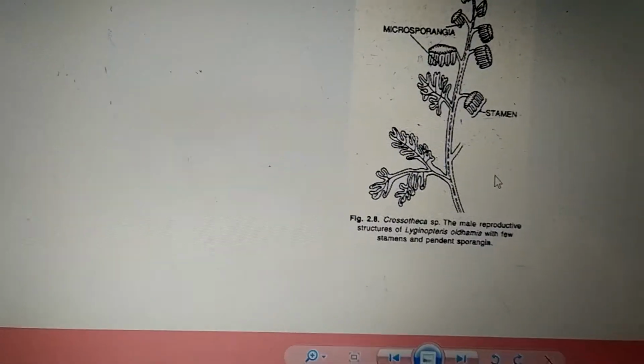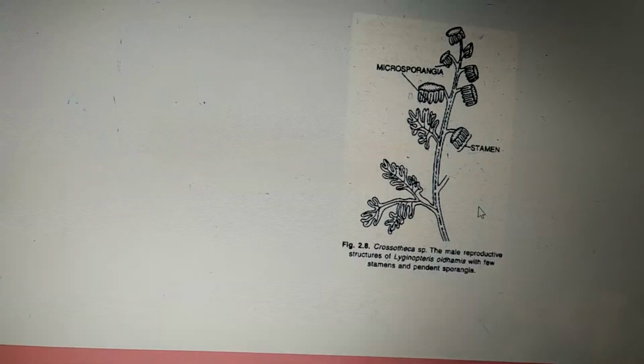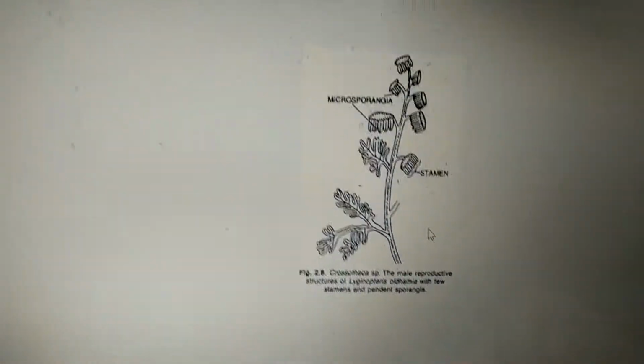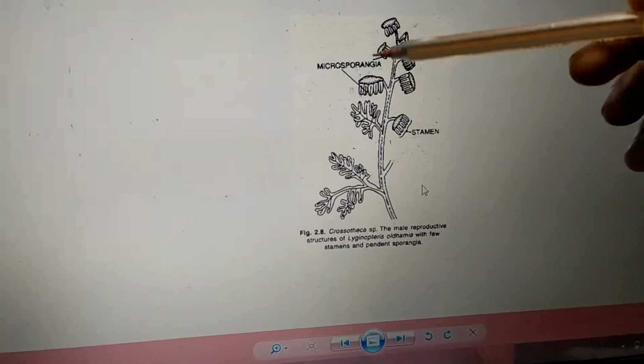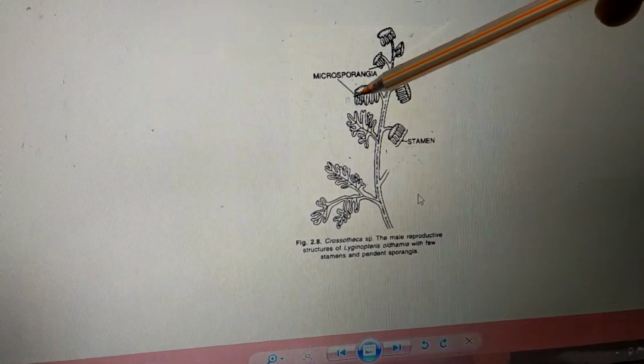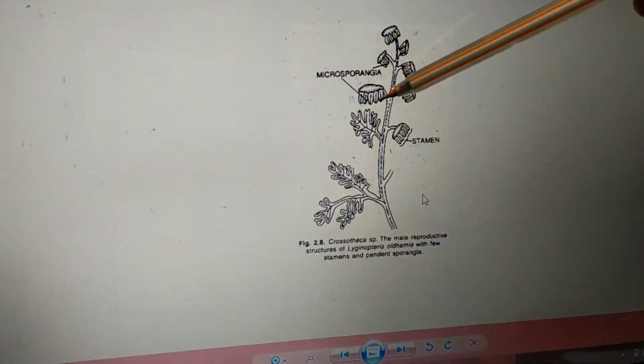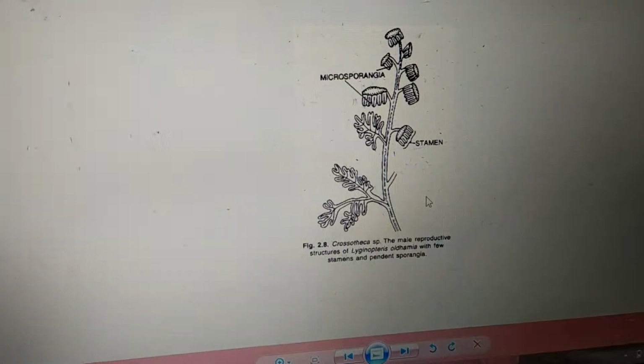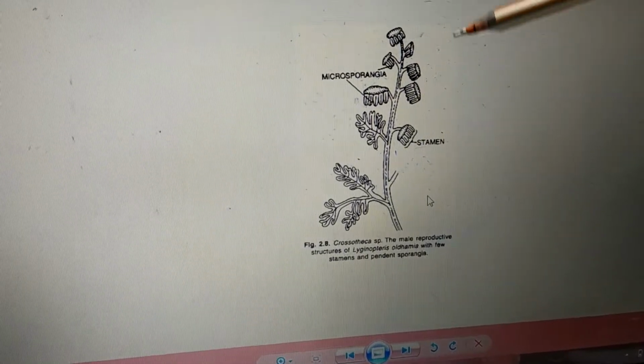In this part, we'll be discussing the reproduction of Lyginopteris. Lyginopteris is heterosporous, in the sense that it produces both megaspores as well as microspores. Microspores are usually found in a sac-like structure called the microsporangia, as we can see here. These microsporangia are usually formed on a leaf-like structure called a microsporophyll.